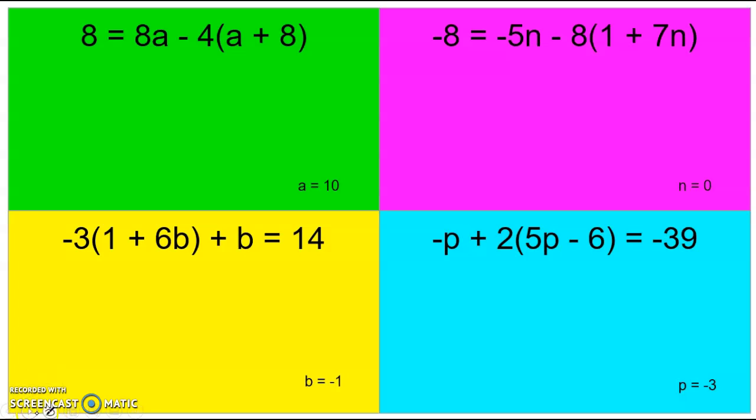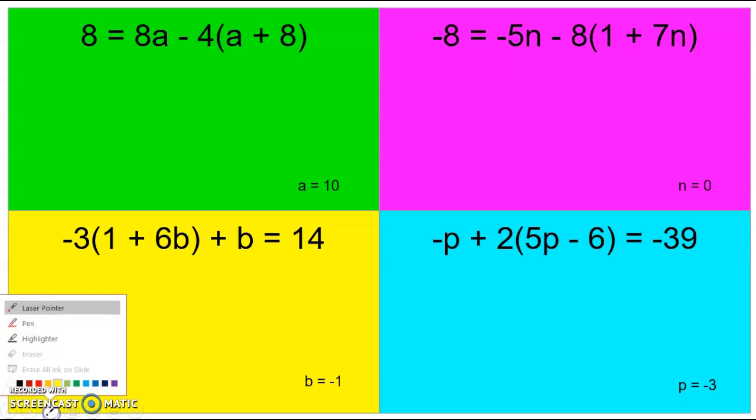Which problem do you want to tackle? Let's tackle the green. I like to start off with the green. If we read this equation, we have 8 equals 8a minus 4 parentheses a plus 8. If you're not ready for this level, I suggest you go back to level 3, 2, or 1 so you can get caught up. Again, that's 8 equals 8a minus 4 parentheses a plus 8.